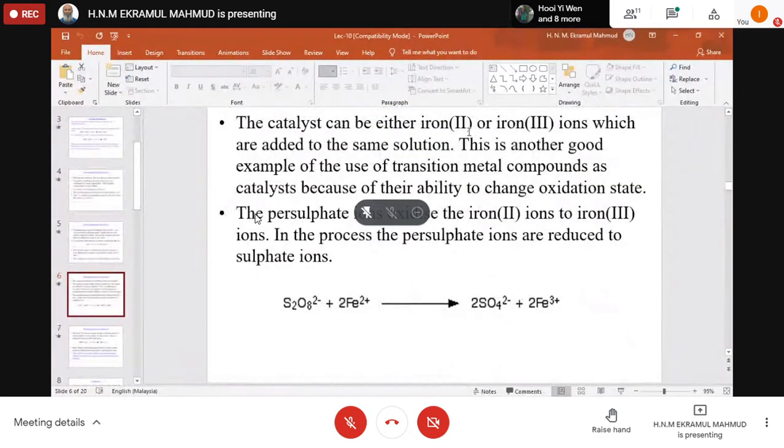The catalyst can be either iron 2 or iron 3, ferrous or ferric, which are added to the same solution. So this is another good example of the use of transition metal compounds as catalysts, because of their ability to change the oxidation states. So the persulfate ions oxidize the iron 2, that is ferrous, to iron 3, ferric ions. In this process, the persulfate ions are reduced to sulfate anions.